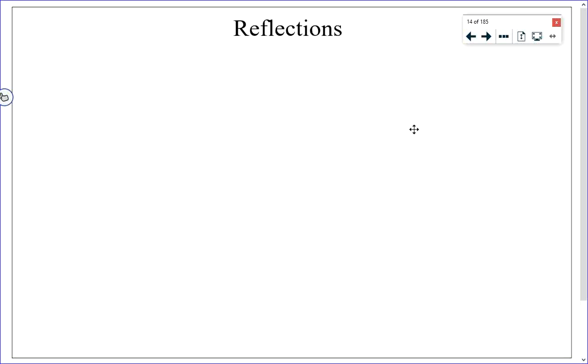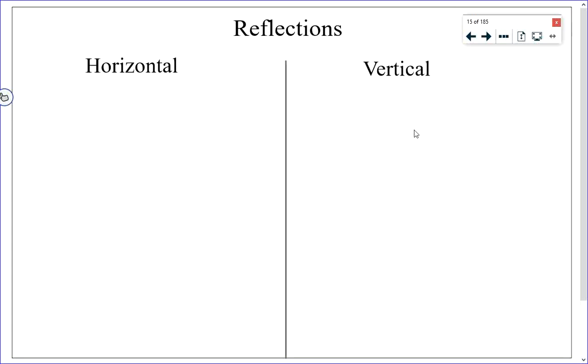I want to talk briefly about reflections. I'm not going to speak to parameters for reflections just yet. There are two types of reflections, generally speaking, in this first unit. There is a third one that we will get to, but there are two main types of reflections. One is horizontal, and a horizontal reflection is across the vertical axis.